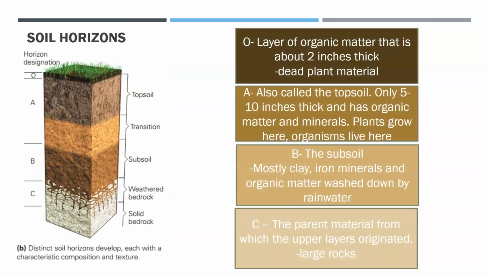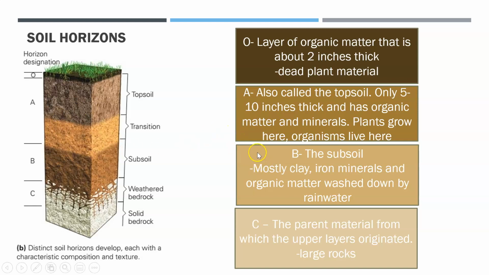So you're going to need to know these designations over here, O, A, B, and C. So O is our organic O layer. So this has the organic matter, that humus that is about 2 inches thick, but that varies based on the biome. And this is where you find the dead plant material. It could be like decomposing leaves. In A, we have our topsoil. This is 5 to 10 inches thick. Again, depends on the biome. Has a lot of organic matter and minerals. This is where our plants grow and the organisms live.